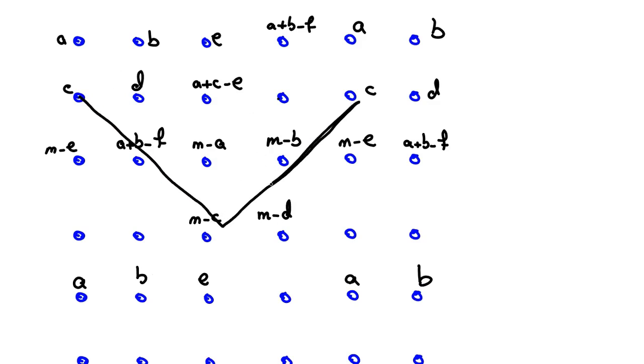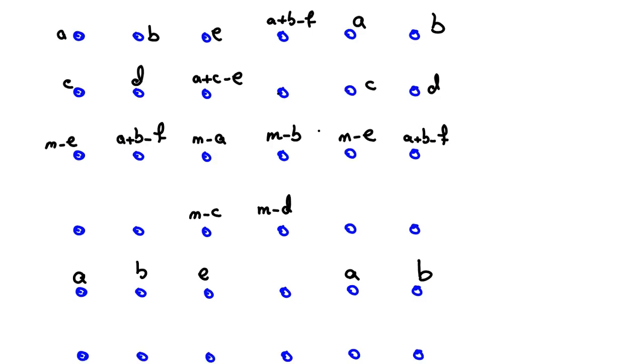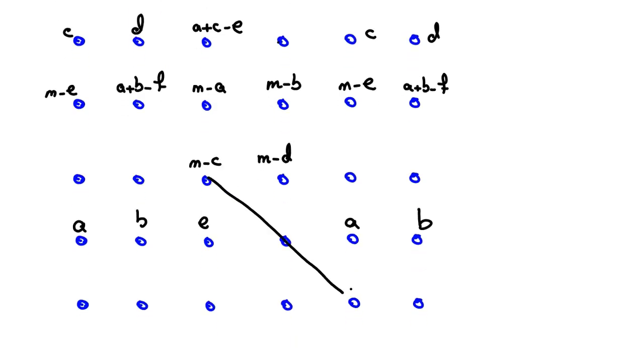M minus C, C. This one, let's go down. M minus C, this one is C, and this one also C. And for the M minus D, this one D, this one D. Okay? D, D. We can also use 4 by 4.